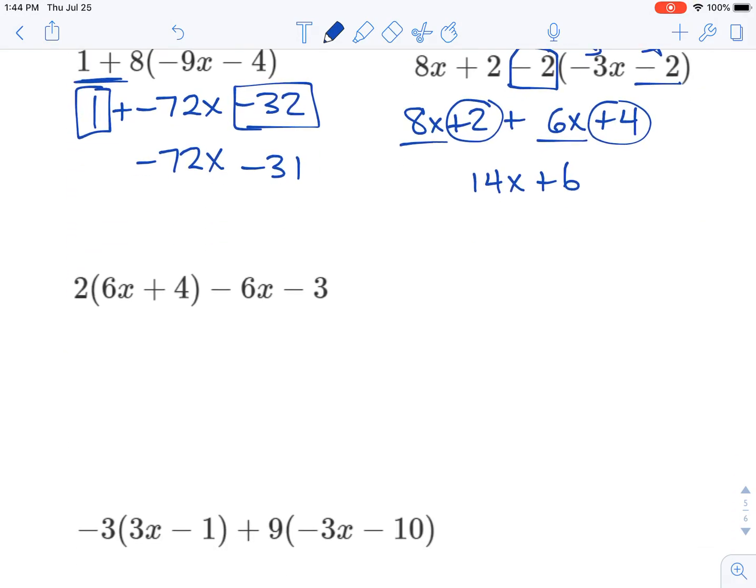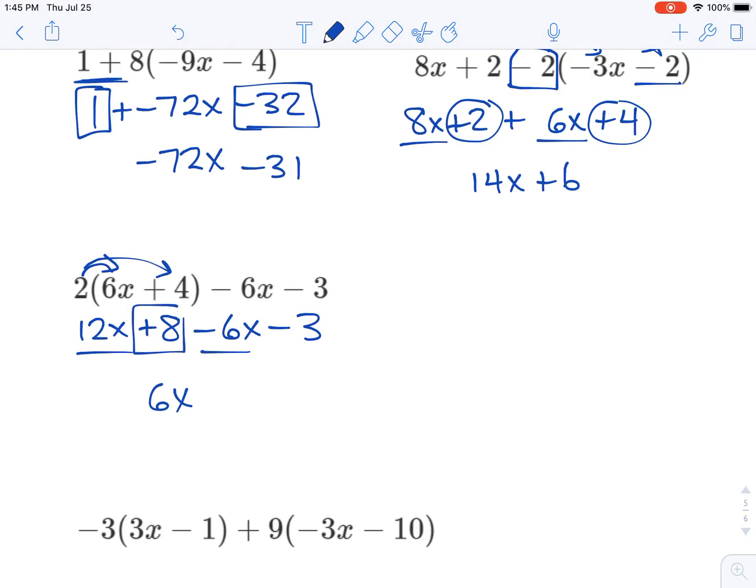For the next one here, very similar. We're going to multiply in first. So 2 times 6x would be 12x. 2 times 4 would be 8. Bring down the rest. Those are not in parentheses, so they do not get distributed with that 2 like everything else. Now we combine like terms. 12x take away 6x is 6x. 8 minus 3 is just plus 5. And then we're done with that one.